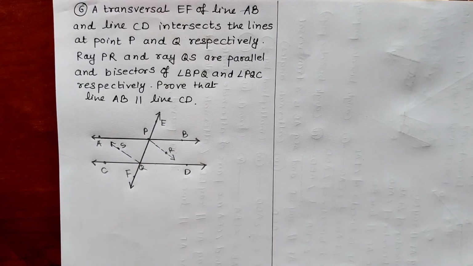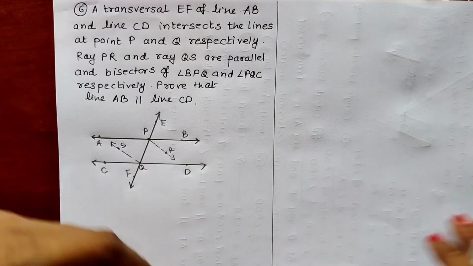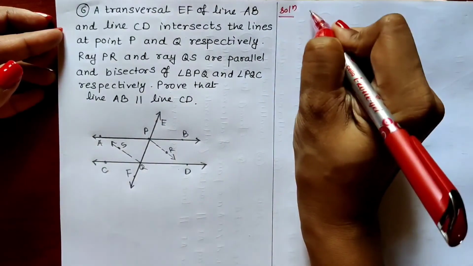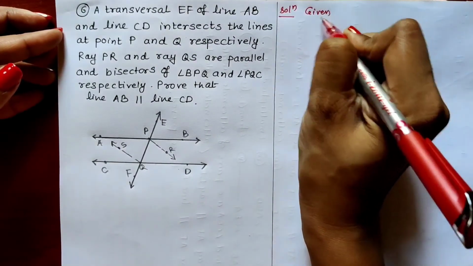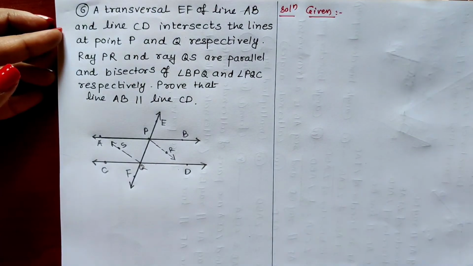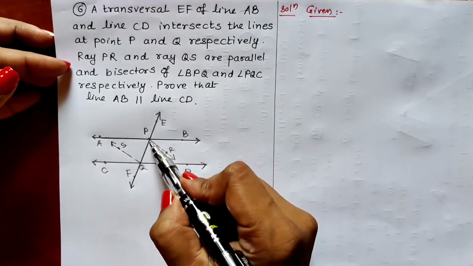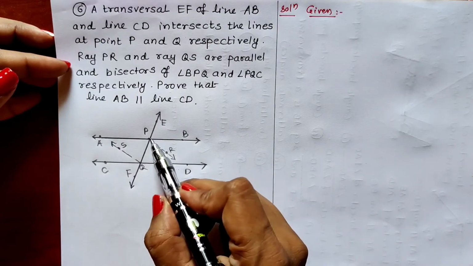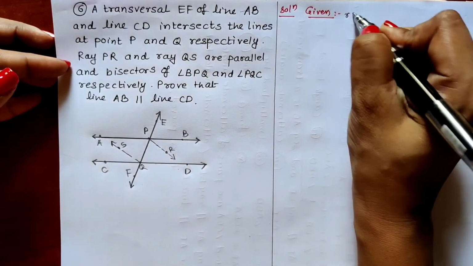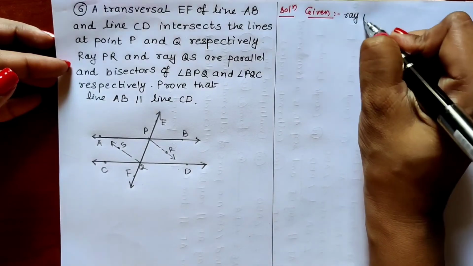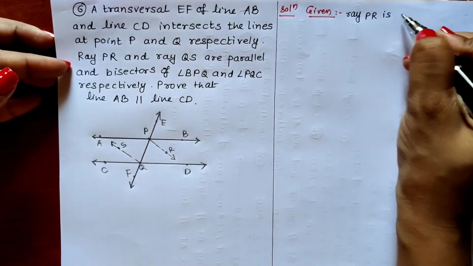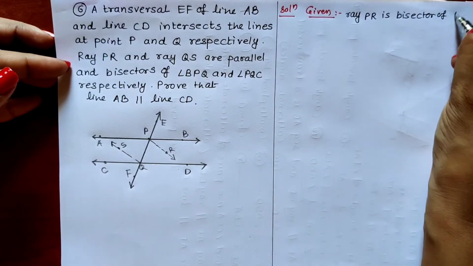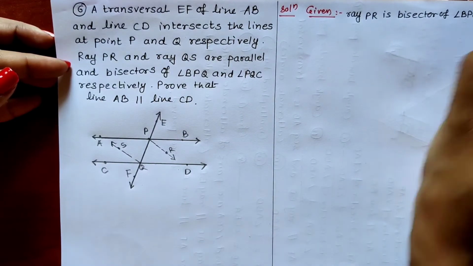So here I have written the question as it is. We will be writing the solution. In solution, first write down given and then proof. What is given? Given is this ray PR is bisector of angle BPQ. I will be writing here ray PR is bisector of angle BPQ. This is given.